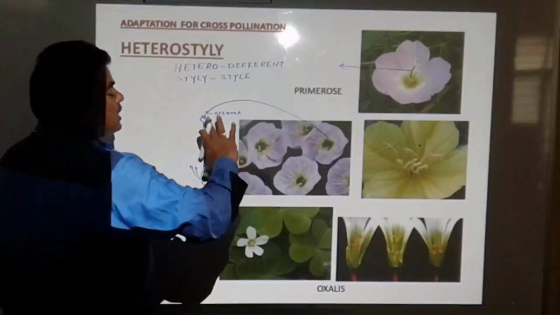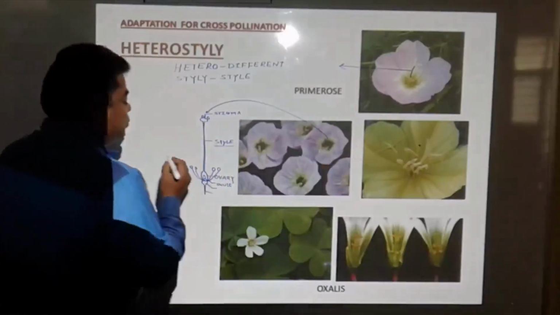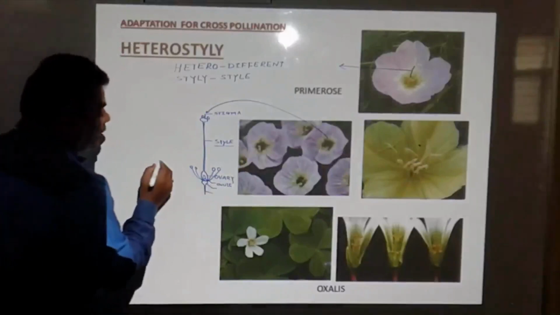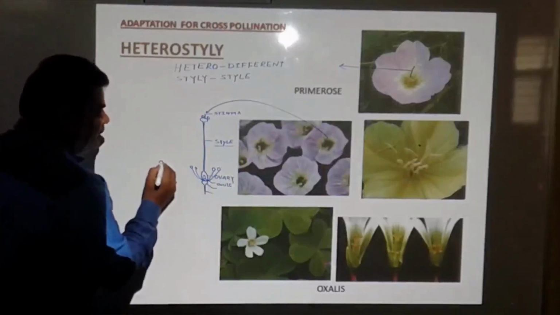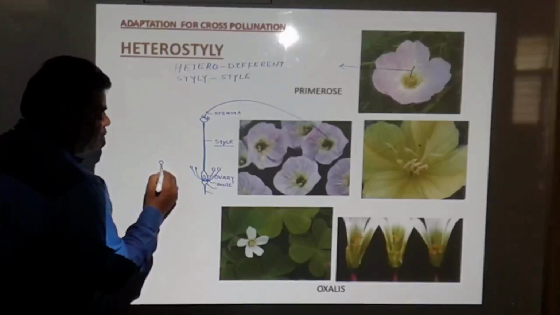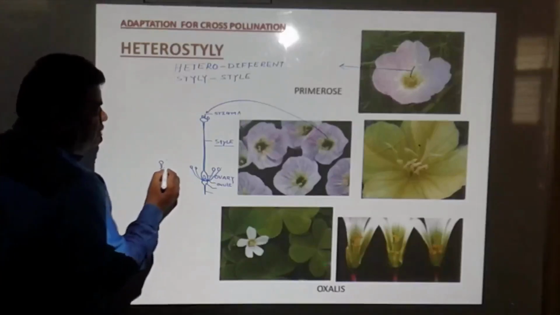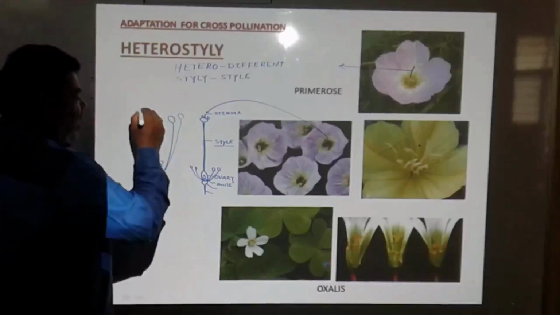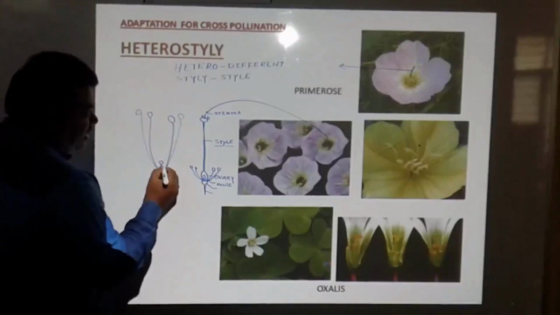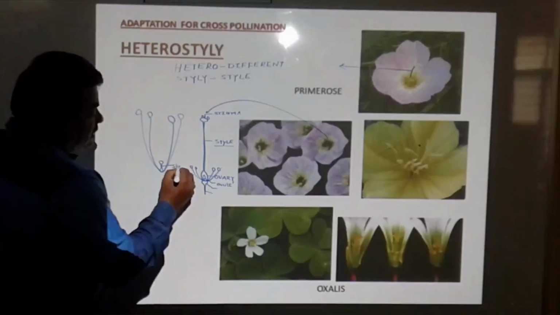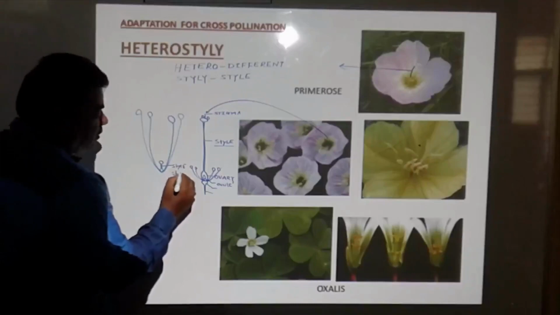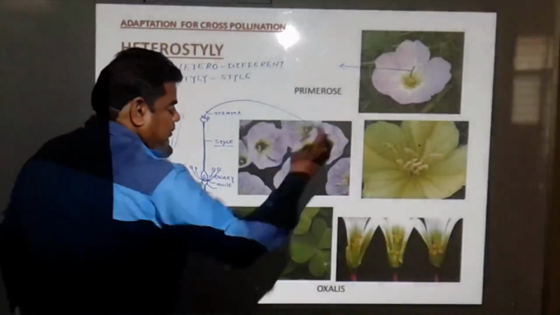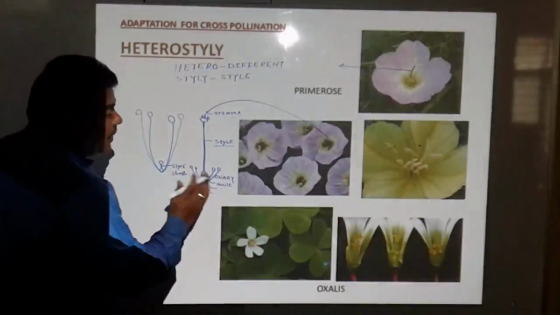And in the case of another primrose, the style is very short like this. This one is the stigma, then this one is the style, and this one is the ovary. And here the androecium or the stamens are very long like this. The filaments are long. Again, the distance is the barrier. Here the style is very short. In primrose, such adaptation takes place.